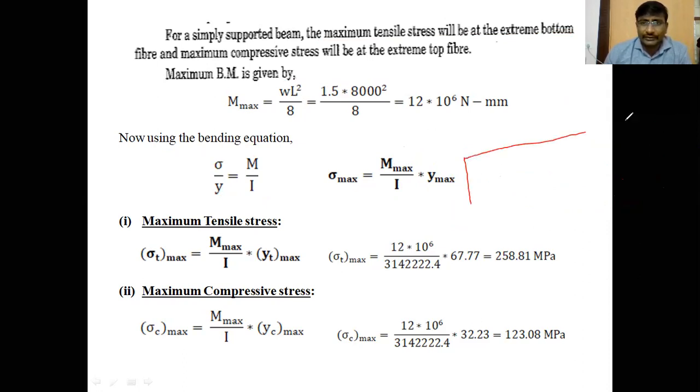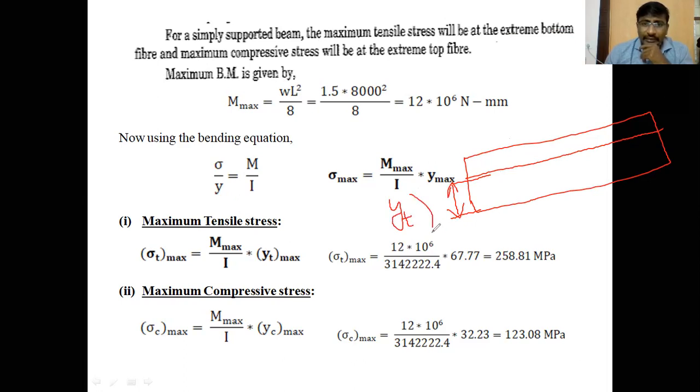For the T section, the neutral layer is nearer to the top flange like this. It is not in the center. The y maximum means the extreme fibers' distance from the neutral layer. Here the distance from the neutral layer to the bottom layer is taken as yt maximum, because the bottom layer is subjected to tensile stress. So the extreme bottom layer is the maximum distance from the neutral layer, that is yt maximum.